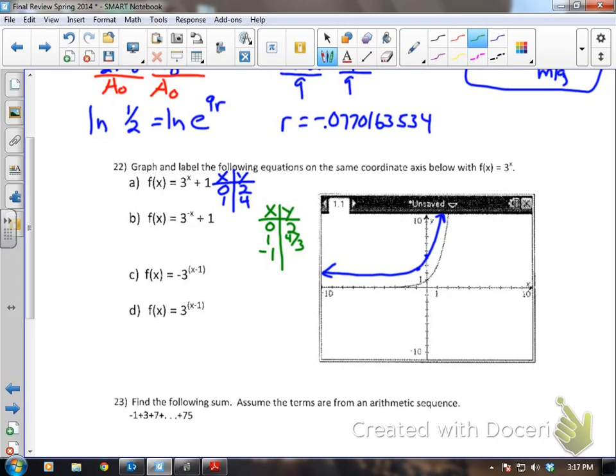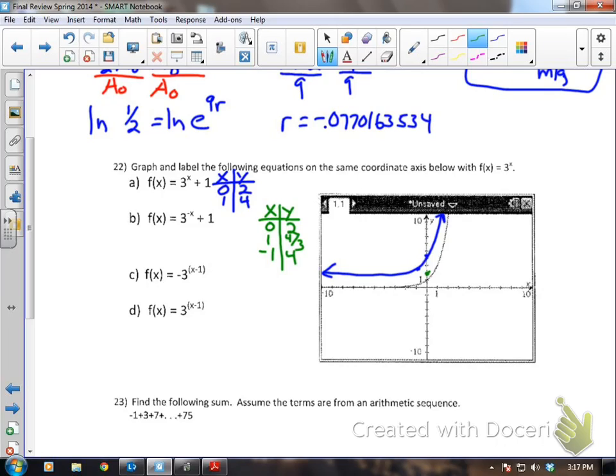If I put negative 1 in there, then it's 3 to the opposite of negative 1, which is 3 to the first power, or 3. So it's 3 plus 1, which is 4. So what that's going to do, well, let's just plot those points real quickly. It's 0, 2.